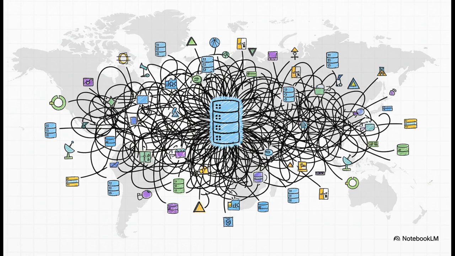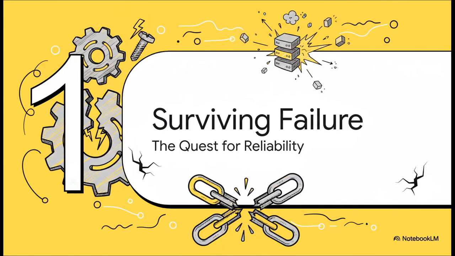So how do engineers even start to solve this? Well, they begin by preparing for the absolute worst. You see, the first rule of building any big system is you just have to accept that things will break. It's not a question of if, it is always a question of when. And that brings us to the first core principle we need to understand: reliability.